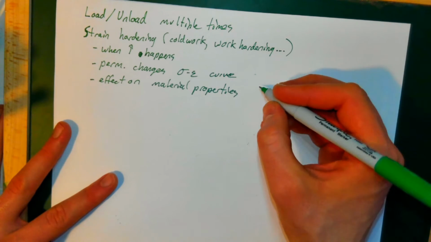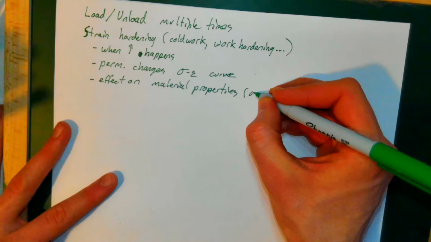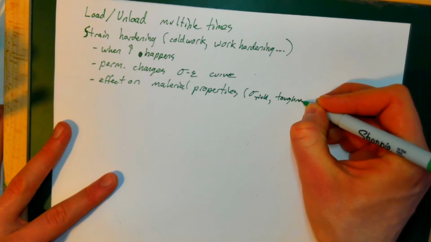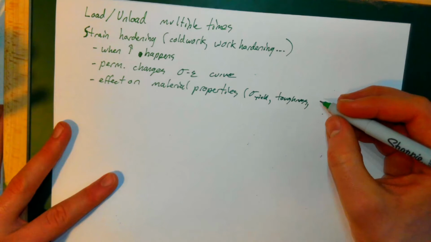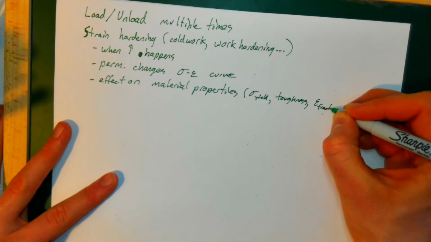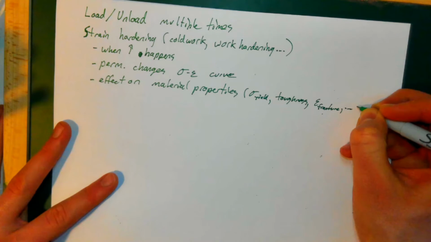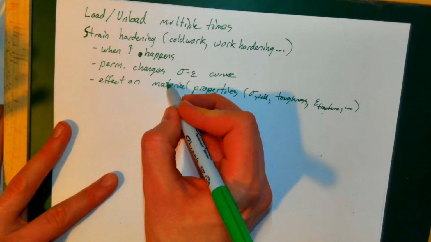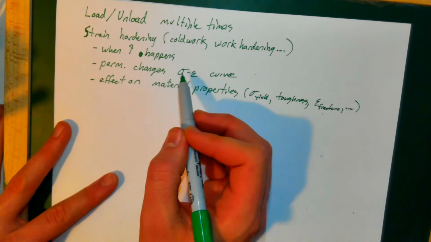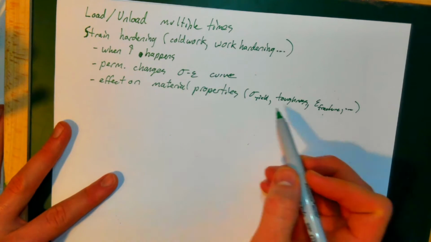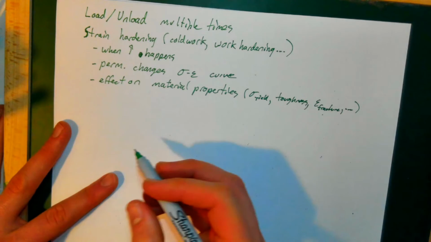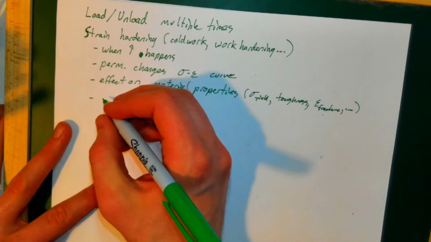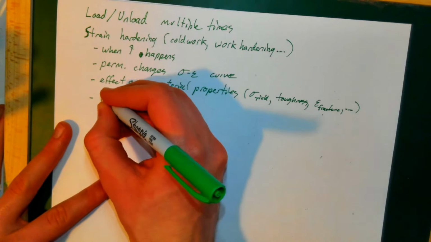Some important material properties, for example, the yield stress, toughness, and the strain to fracture, and maybe a few others, that are not so subtle effects of the permanent changes that occur to the stress strain curve, right? Obviously, if the stress strain curve changes, then a lot of these things change. We'll discuss those implications. And with these changes on the material properties that accompany strain hardening, we'll talk about implications for design.